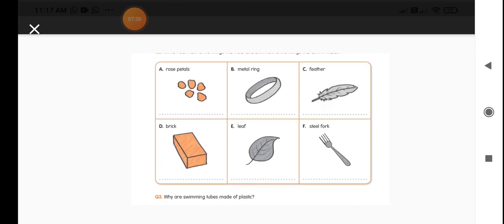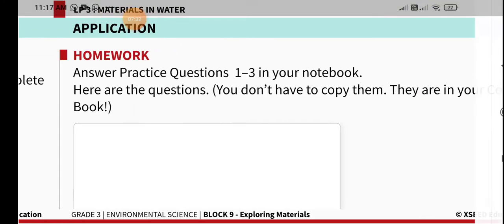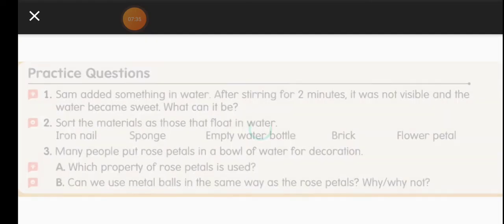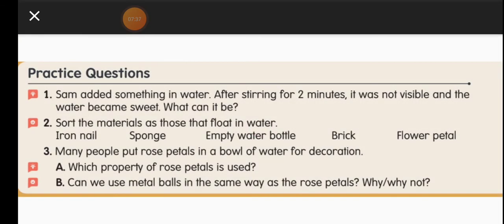Understood? Now we will see what are the questions given in the practice column. Before answering these practice questions, you can nicely go through the lesson, read the lesson clearly, and then answer. It's from your content book. Open content book and read 8.3 Materials in Water. Beautiful pictures are given. Read this neatly before answering the practice questions.